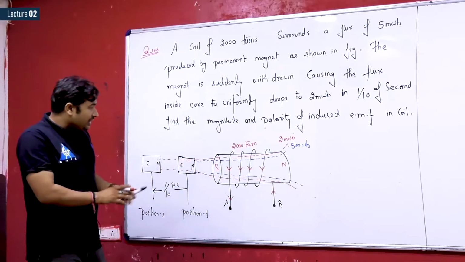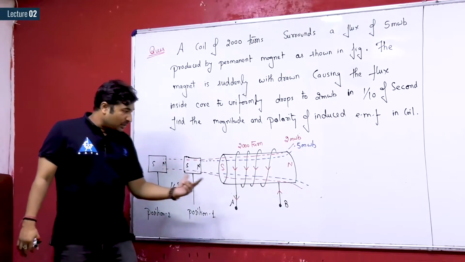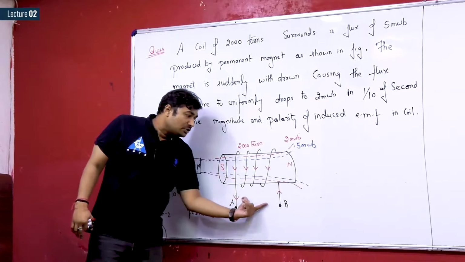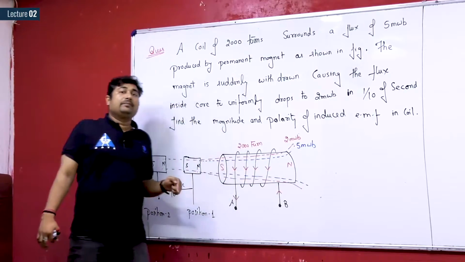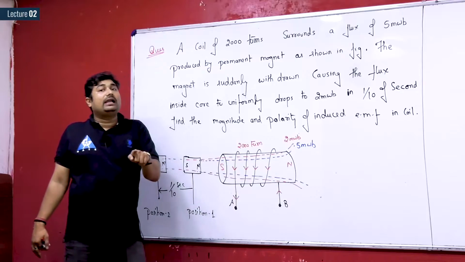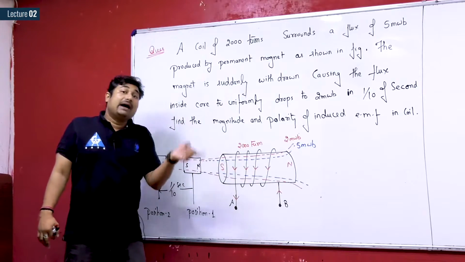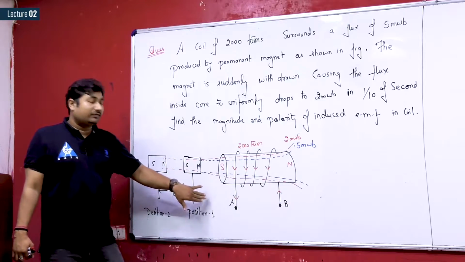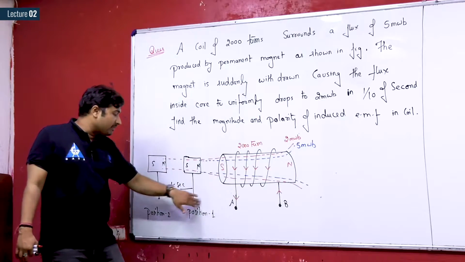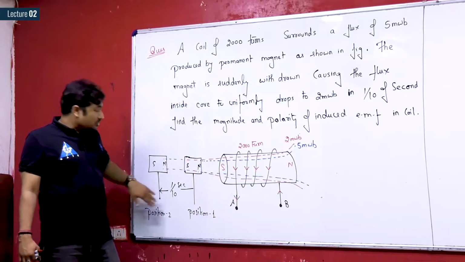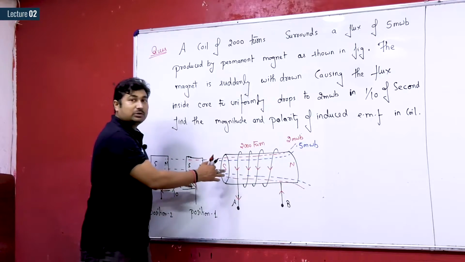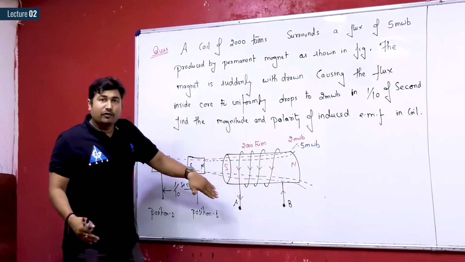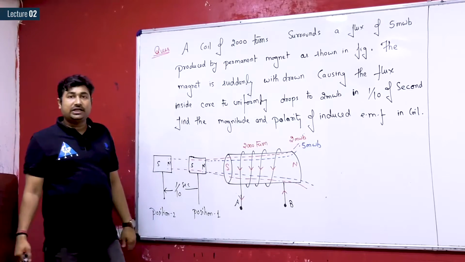So, the polarity of induced EMF across AB is such that if it is allowed to cause a current in the coil, then that current in the coil makes a magnet, and that magnet must be such that it opposes the cause, and the cause is shifting of this permanent magnet from position 1 to position 2. So, in order to oppose the cause, this must be south. Definitely it will attract, and it opposes the force moving the magnet from position 1 to position 2.